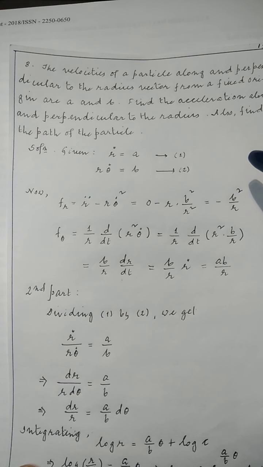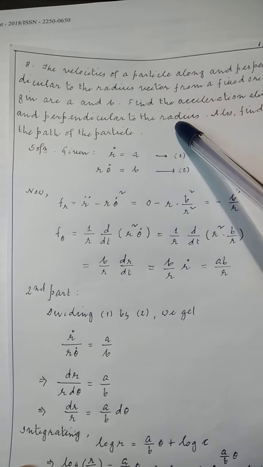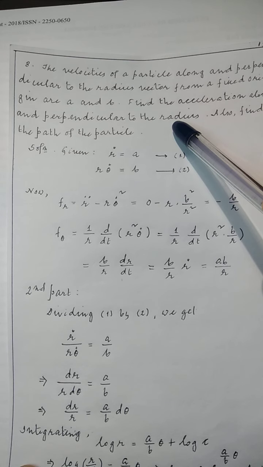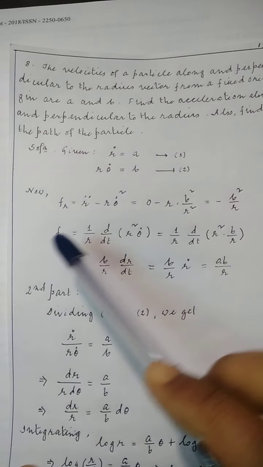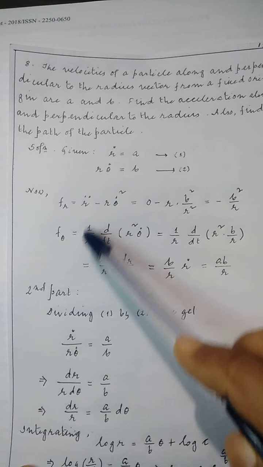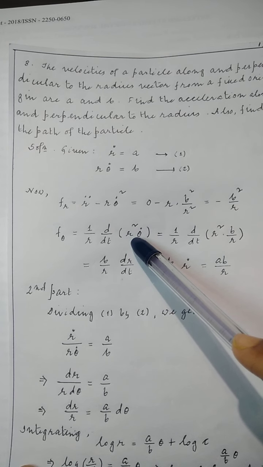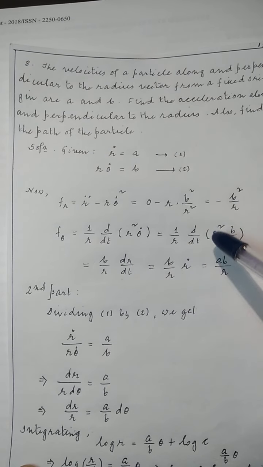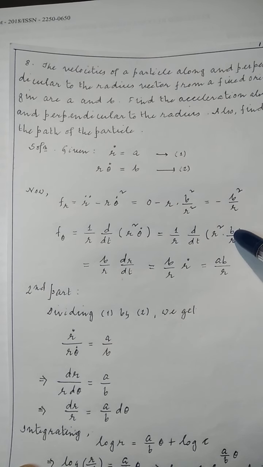Next we have to find out the transverse acceleration perpendicular to the radius. We have to find out the acceleration along and perpendicular to the radius. So perpendicular to the radius means we have to find out the transverse component of acceleration, and it is denoted by f of theta. The expression for this is well known to you, that is 1 by r, then d by dt of r square theta dot. Here r square you keep as it is. For theta dot we can write b by r from equation 2. So b is a constant, you can take outside.